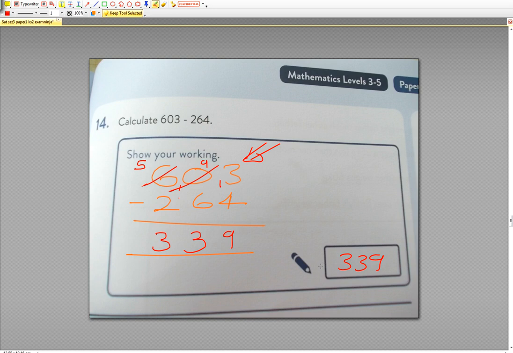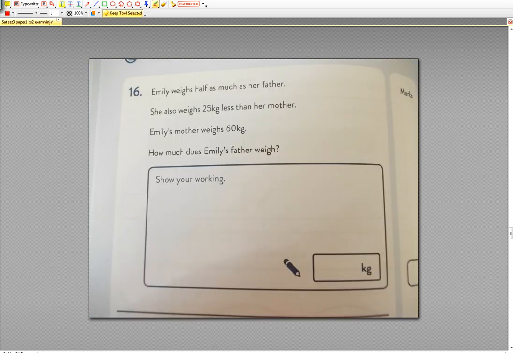Mr. Abdul, the answer is no to that question. He's got a smile on his face. Emily weighs half as much as her father. Okay, right. Mr. Abdul, please, no comments, please. Can you just calm down, yeah?